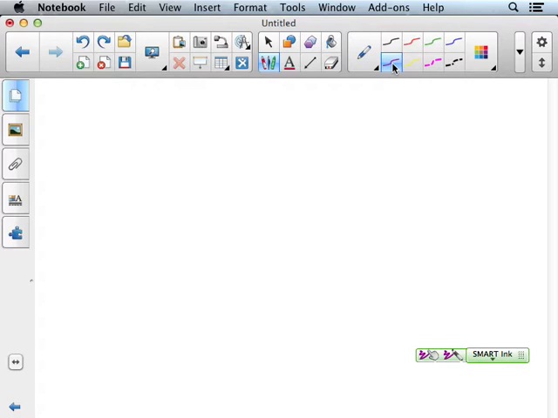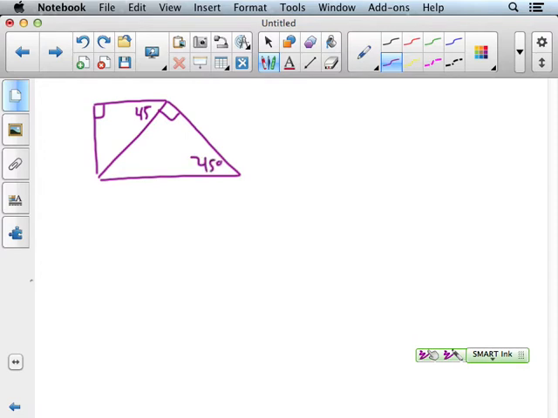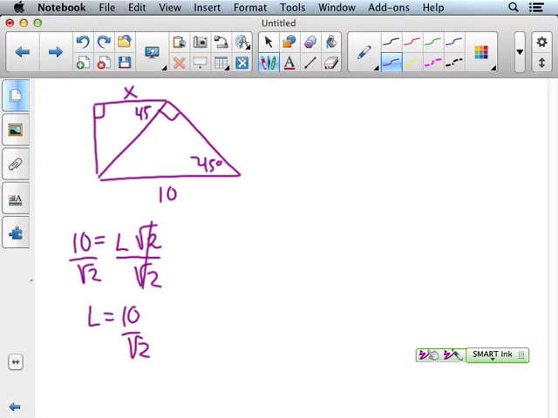Moving on, the one underneath it. Now we've got a 45, 45, 90, and another 45, 45, 90. And here they tell us this is 10. And here's x. So I know that the hypotenuse in a 45, 45, 90 equals the leg times square root 2. So I'm going to divide by square root 2 on both sides. That cancels. So I get that the leg is 10 divided by square root 2. And so that's going to be this leg here.